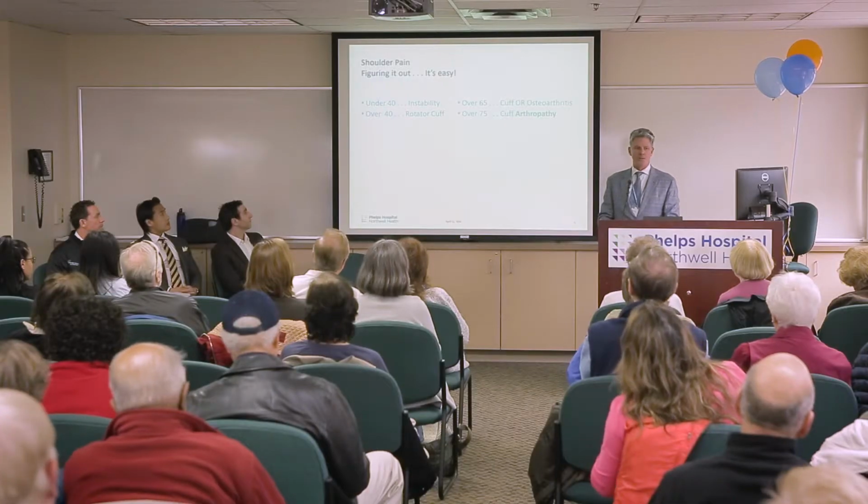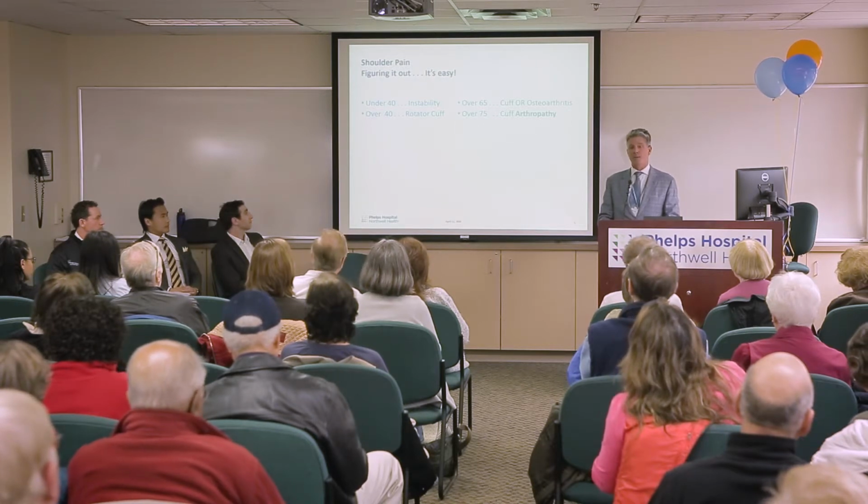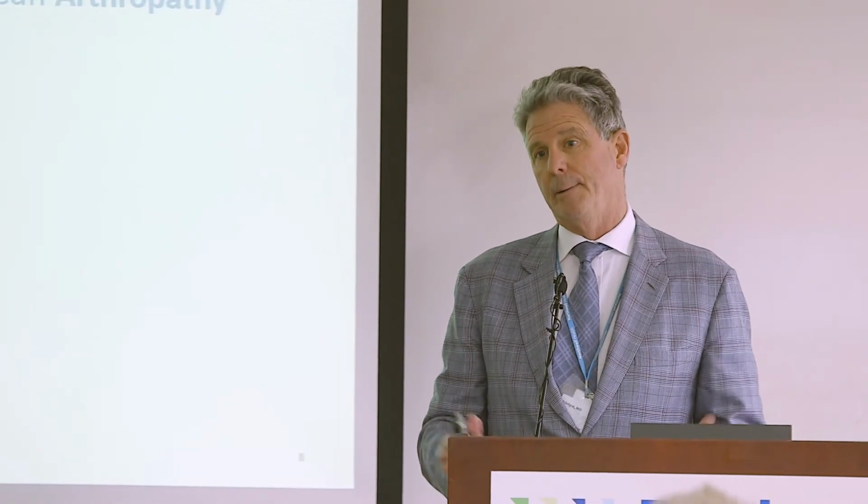So if you're under the age of 40, you probably have an instability problem. If you're over 40, you probably have a rotator cuff problem. If you're over 65, well, you're on Medicare, and you're getting to be my age, and you have either cuff pathology or osteoarthritis.